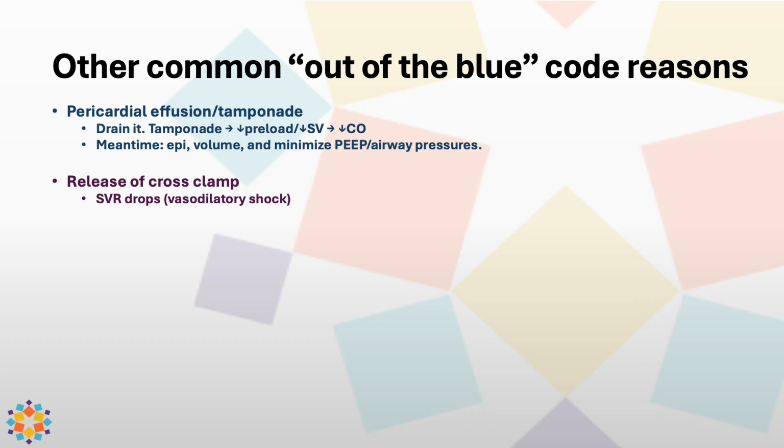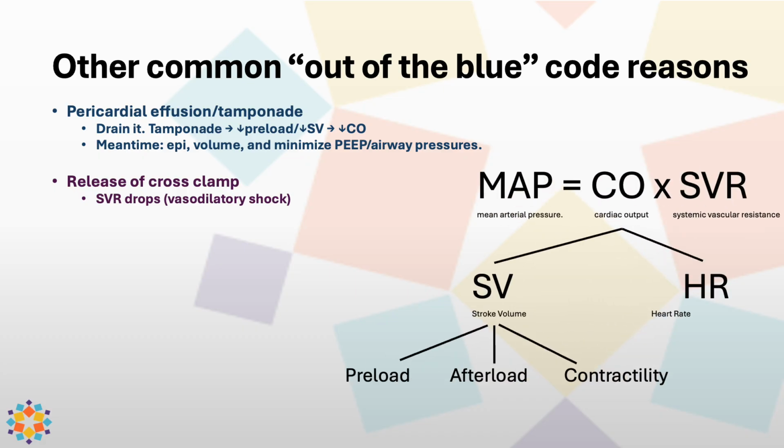The SVR drops. So in this case, you certainly do need to treat SVR, right? Because on Ohm's law, you have MAP equals cardiac output times SVR. You get into a shock state with vasodilation, so you have to treat SVR, right? We see that here on Ohm's law.